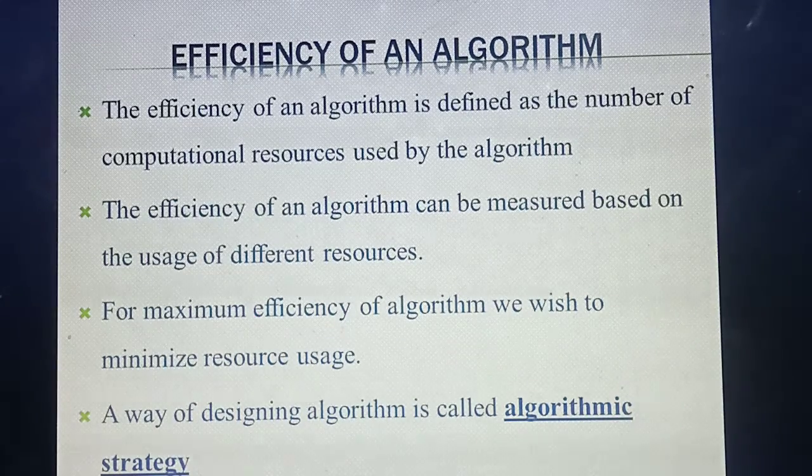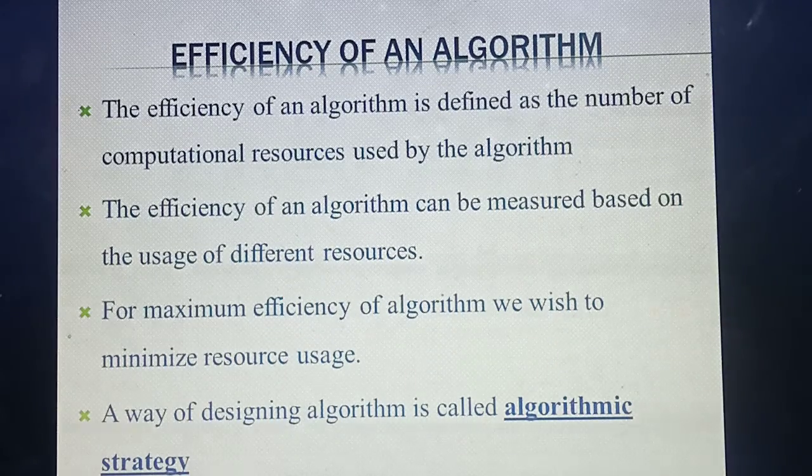So the efficiency of an algorithm is measured based on which one? How much resource you are using. Okay. So the maximum. So when we say it's a good efficient algorithm, a good efficient algorithm means minimizing our resource usage.